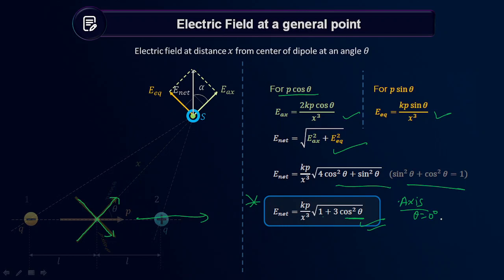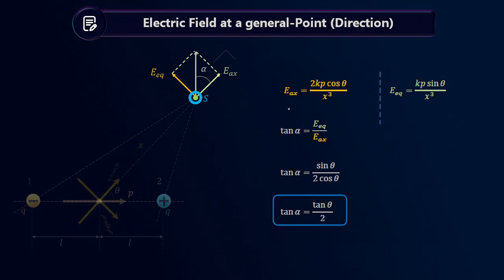Now direction will be how much? So let us say this is the direction of E net. So can I say that if I write angle alpha, tan alpha equals to E equatorial divided by E axial? Yes or no? So let us see. E axial is 2 Kp cos theta by x cube, and E equatorial is Kp sin theta by x cube. So from this triangle, can I say that tan alpha will be equals to equatorial divided by axial.